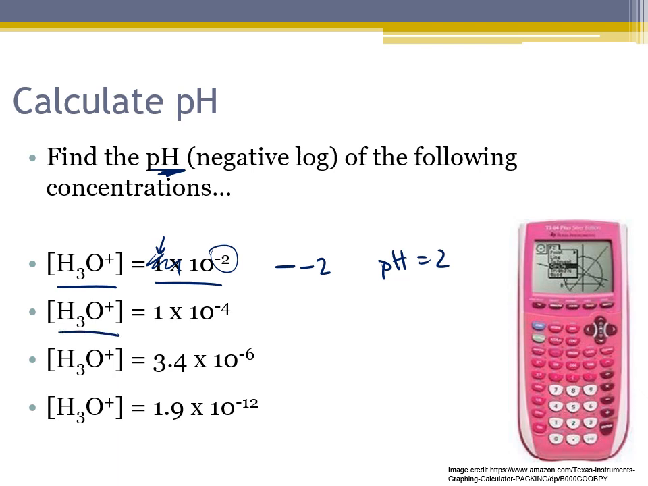Hydrogen ion concentration 1 times 10 to the minus 4. Because this is 1, it doesn't change anything. I just need to look at 10 to the minus 4. I want to find the exponent on the 10. It's negative 4. Because my pH is a negative log, I'm going to make it negative 4. The pH is going to be equal to 4.